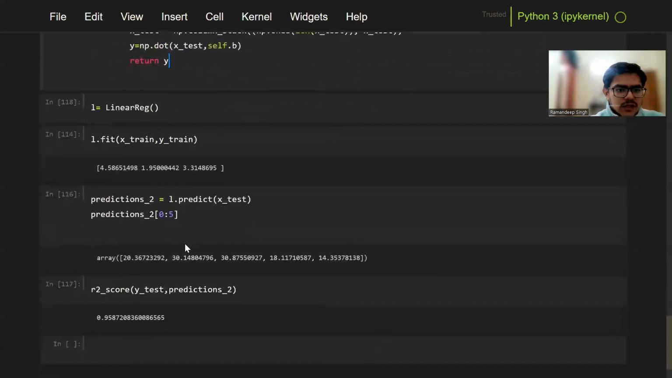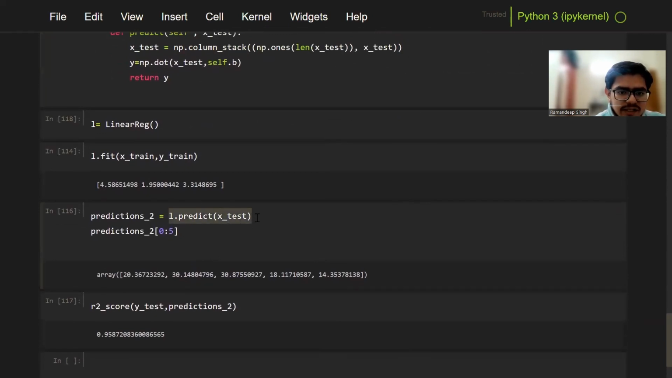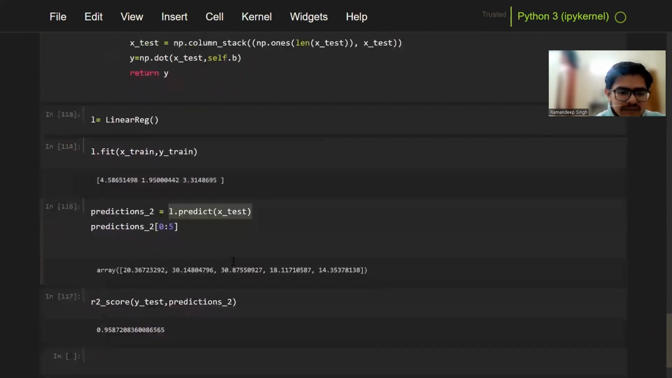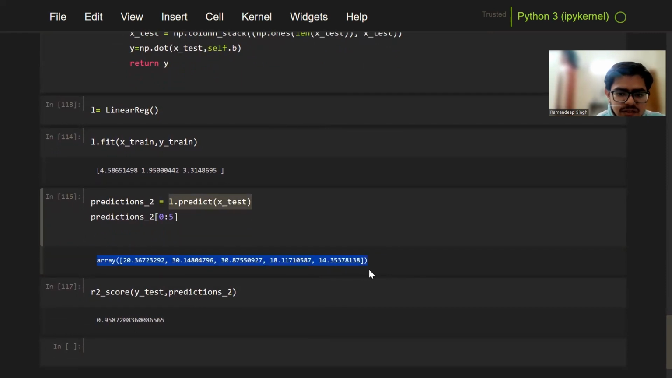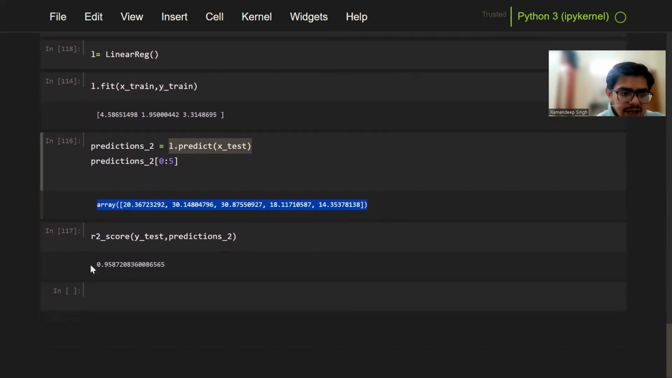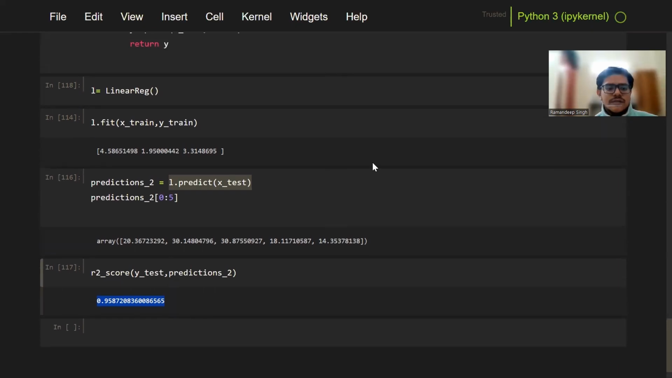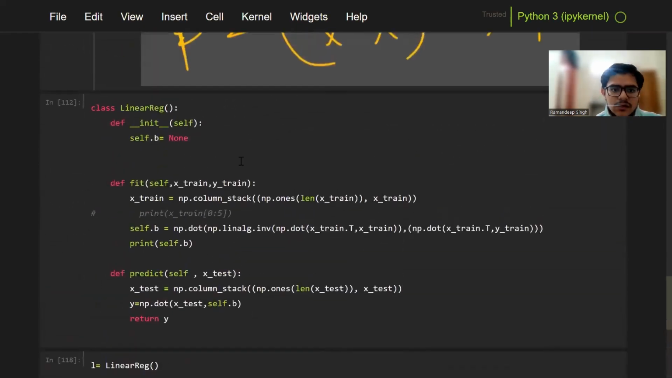We can call the predict function and pass in our testing data, and these are the predictions. And you can check the R2 score. It is also exactly the same R2 score which we calculated using the sklearn library, right? So this was the implementation, and we built the code from scratch for linear regression, and this is the OLS, ordinary least squares version of linear regression.